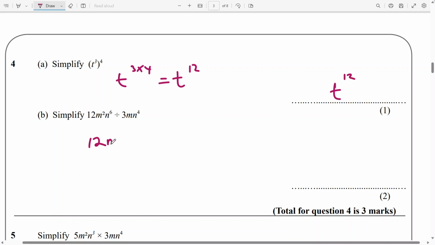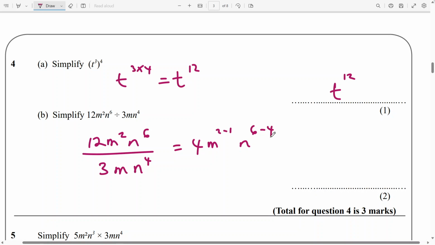And this is 12m squared n to the power of 6 divided by 3m n to the power of 4. Obviously, 3 can go into 12 4 times. m squared divided by m will be m to the power of 2 minus 1. And n to the power of 6 divided by n to the power of 4 is n to the power of 6 minus 4, which eventually becomes 4m n to the power of 2.